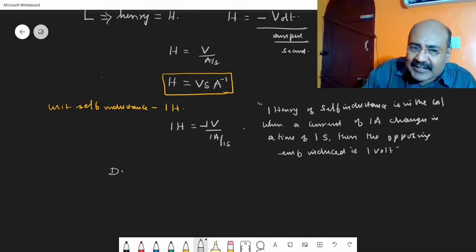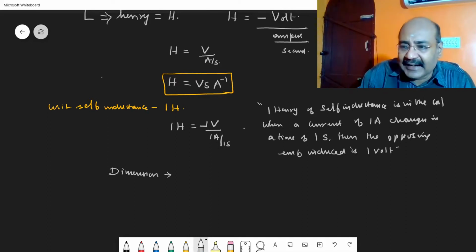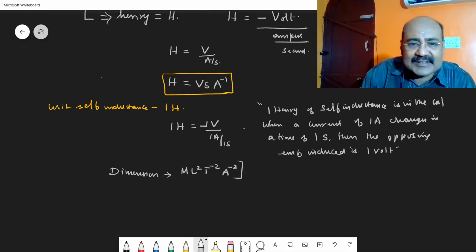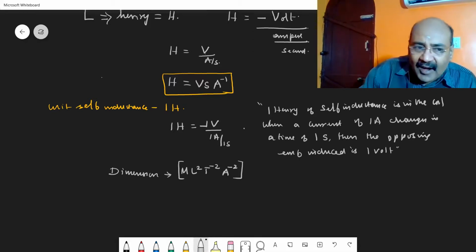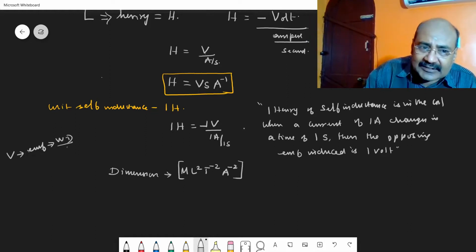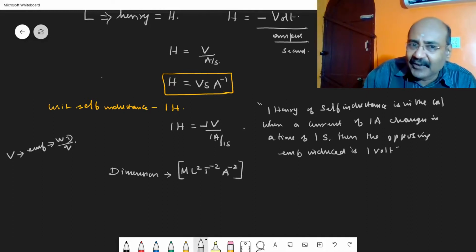What is its dimension? Dimension I can derive or I can write. If I am writing it, the dimension is M L square T power minus 2 A power minus 2. If you want to derive, you can derive. For volt, here you are getting EMF, isn't it? Volt is for EMF. What is EMF? EMF is work done per unit charge. Then you know ampere and second. So simplify, you will be able to get it.